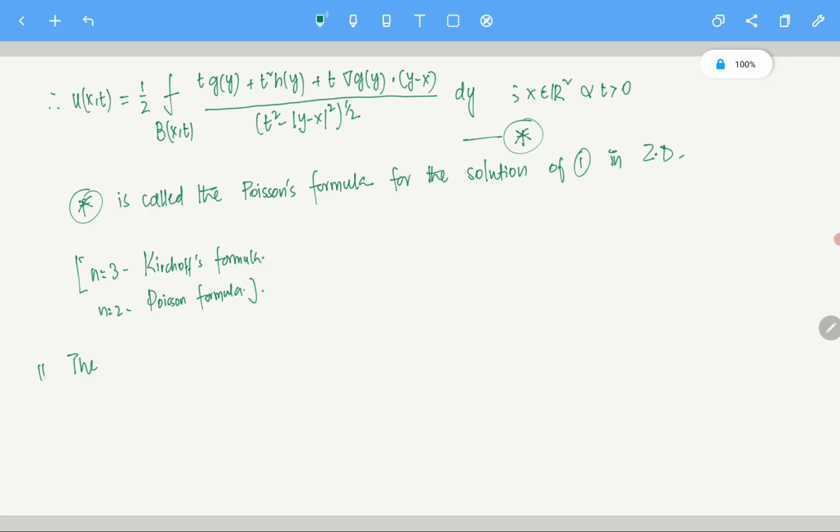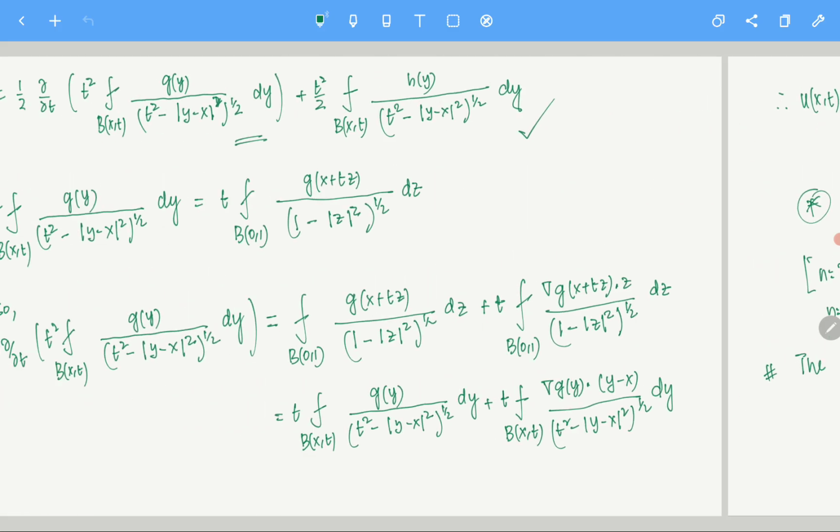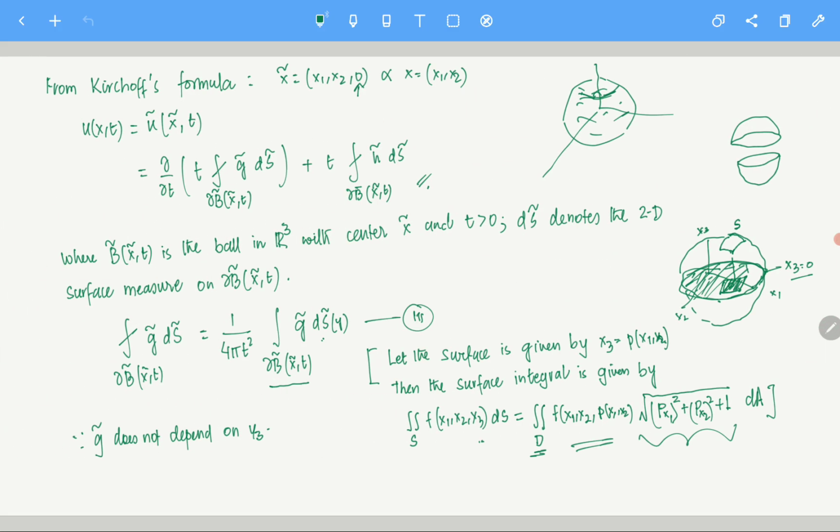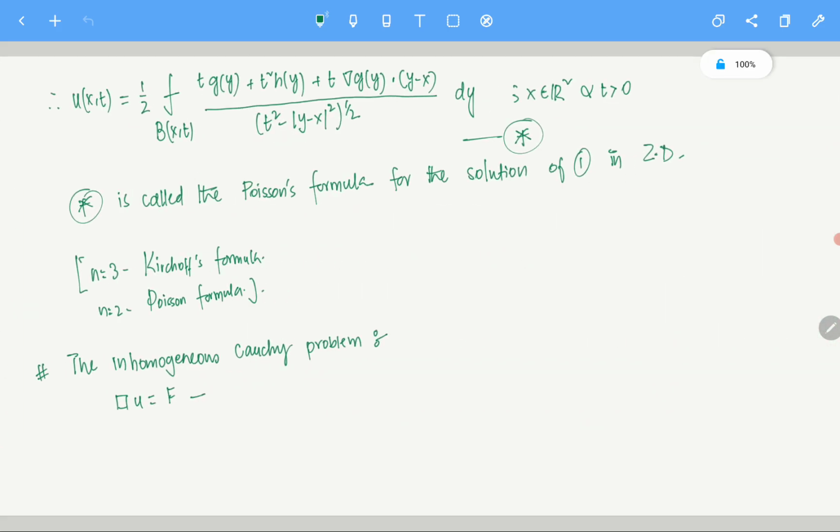The new section is the inhomogeneous Cauchy problem, right? So what is the inhomogeneous Cauchy problem? It is basically the D'Alembertian of u is given by capital F. Let's call it, up till here what did we say, it is 3, right? Let's call it 4.